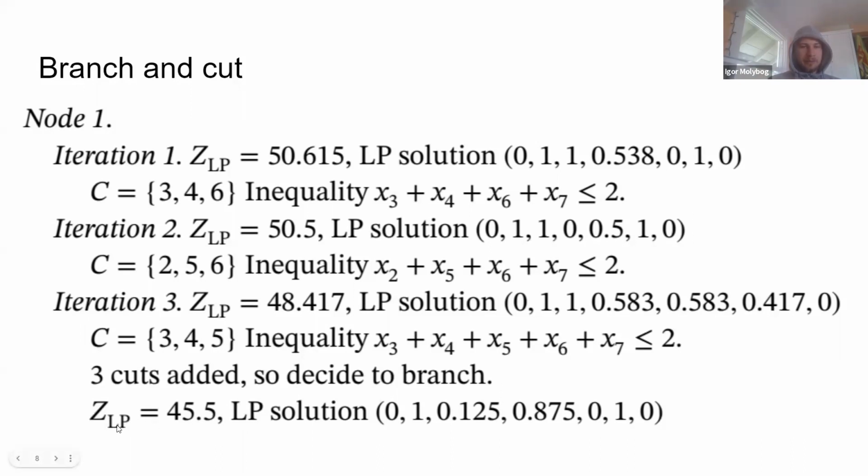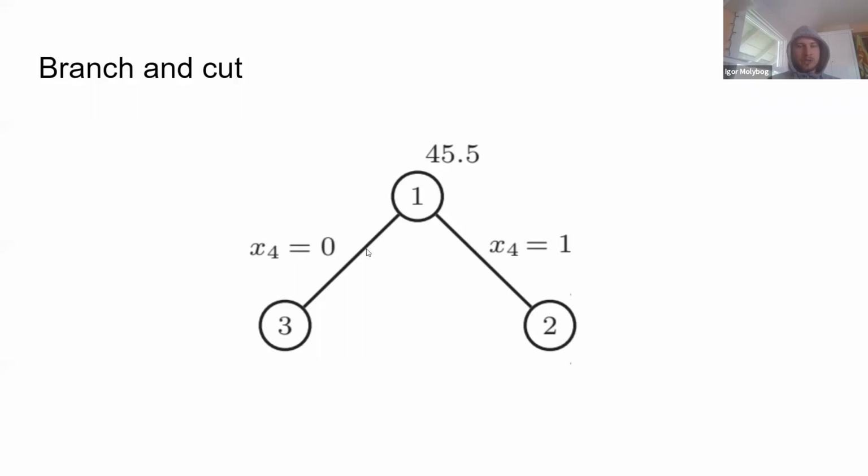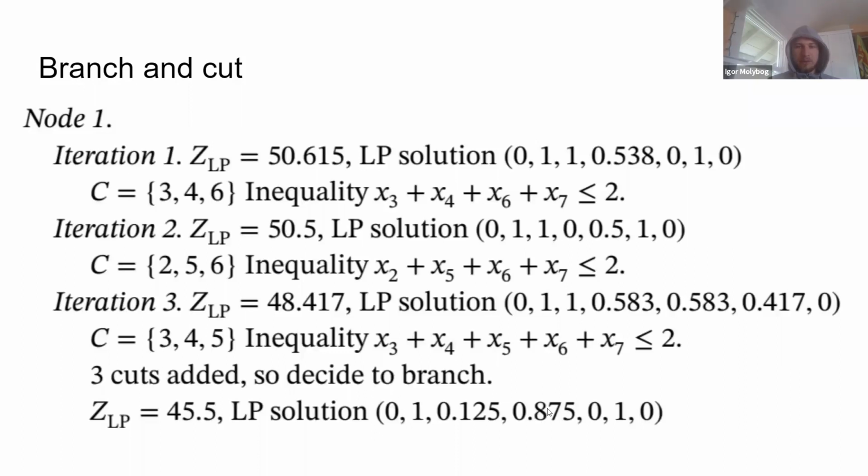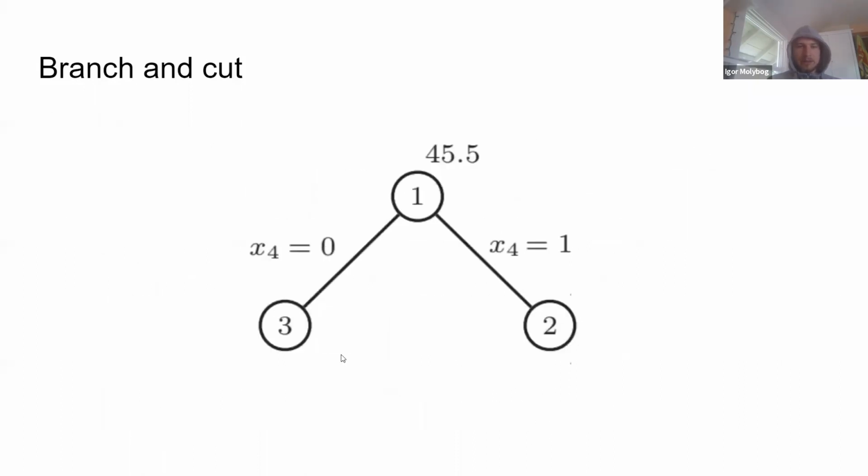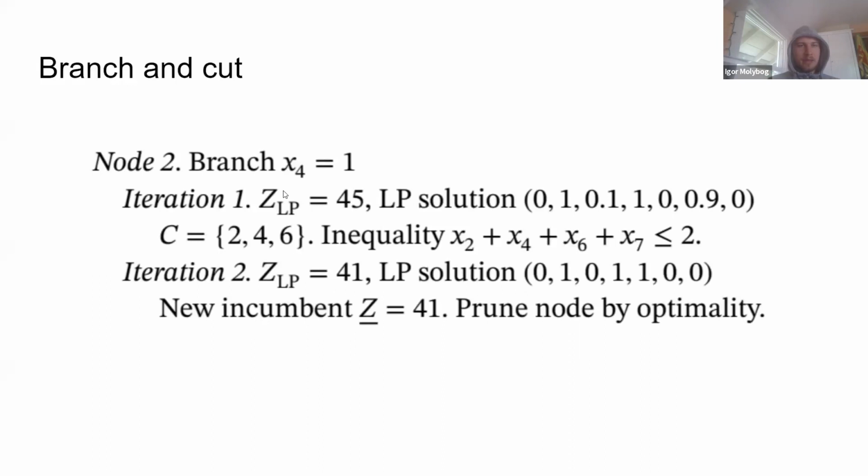So our solution of the LP relaxation at this point takes the value of 45.5, and the corresponding LP solution is still fractional. So our branching tree at this point looks like this. We are branching at variable number 4, and it can take 2 values: x4 is equal to 0 or x4 is equal to 1. So we are getting 2 new nodes for the branching. Considering node number 2, which corresponds to the branch x4 is equal to 1, this variable will always stay equal to 1.